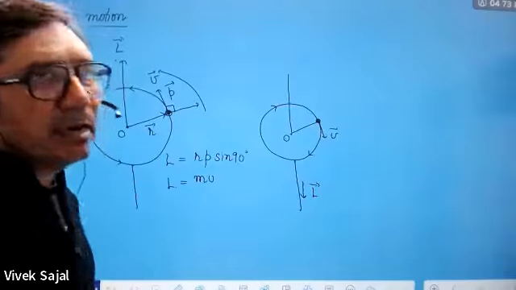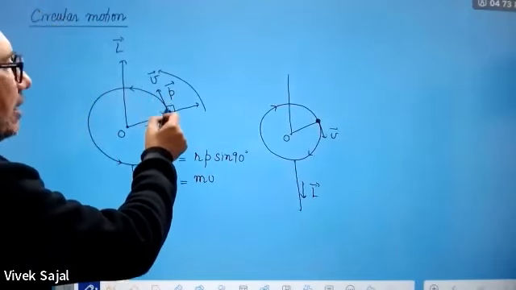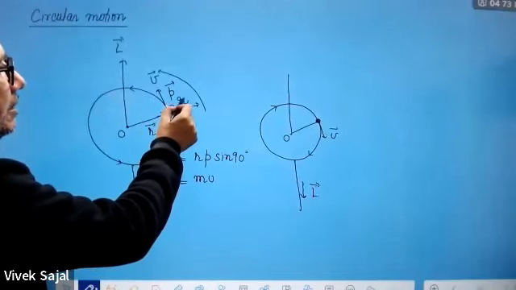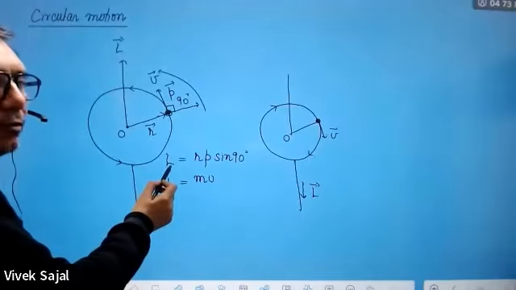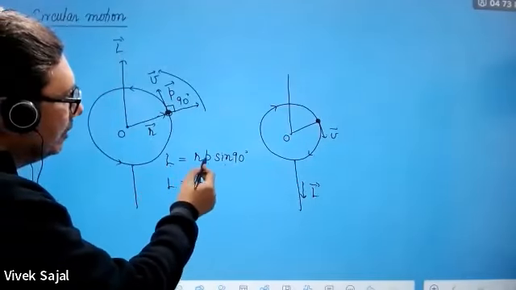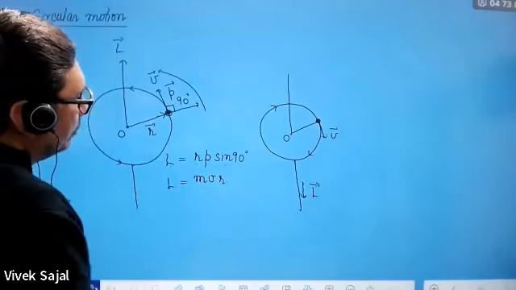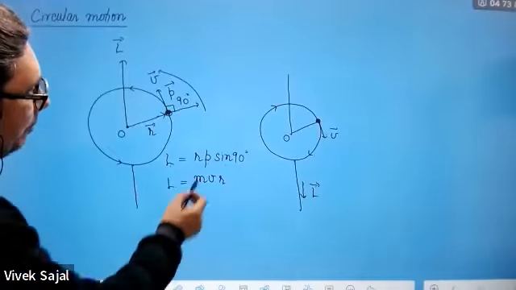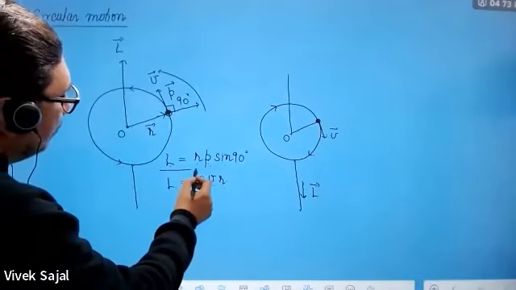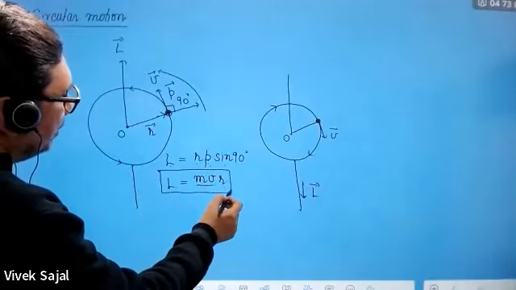This is r cross p. This is the direction of p vector. This is the direction of r vector. Angle between them is 90 degree. So magnitude of L will be r p sine 90. Sine 90 is 1, and p will be equal to mv, and this r is here, and this will be the angular momentum. So here this will be mvr.